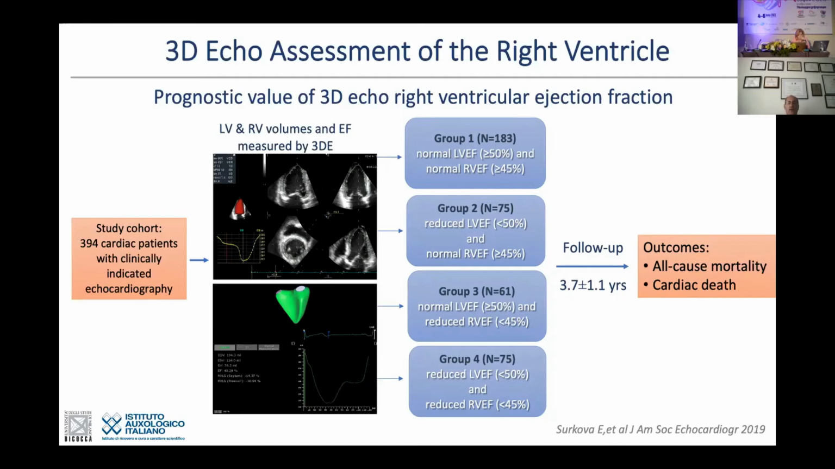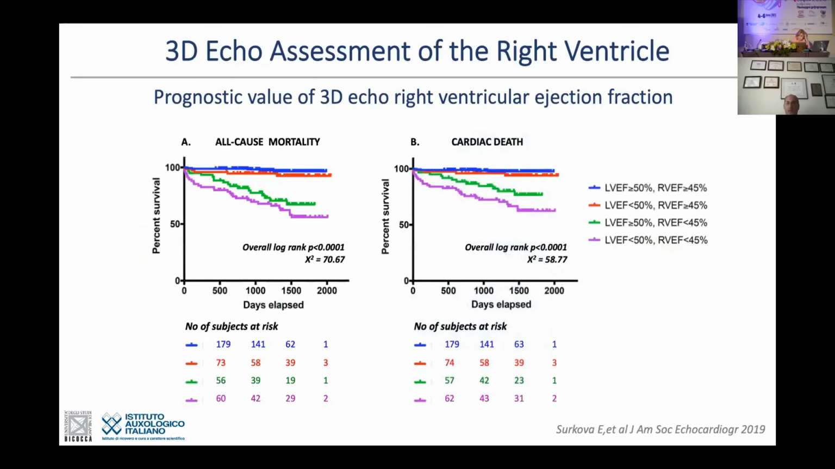Patients were followed for almost 4 years to look at all-cause mortality and cardiac mortality. And as you can see, patients with the green line, those with the preserved left ventricular ejection fraction and reduced right ventricular ejection fraction, have a much worse prognosis than those with the left ventricular dysfunction, that are the red one, and of course the normal. Of course, when both the ventricles are dysfunctional, the prognosis is the worst of all. So this is strong evidence of the importance of measuring the right ventricular ejection fraction in your patients.